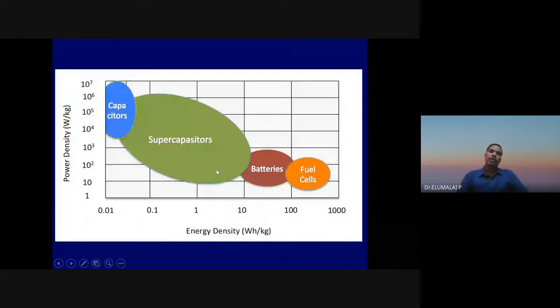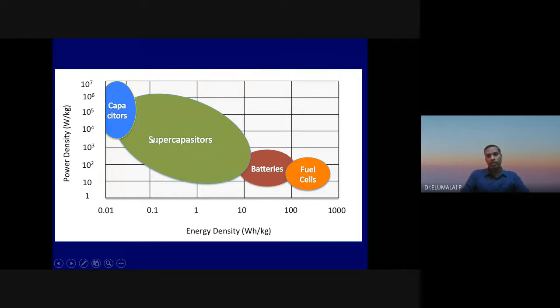So the system that you are going to use should be capable of delivering the required power and required energy. This is another version. Capacitors could deliver tens of thousands of watts of power, very huge power. Supercapacitors are in between.